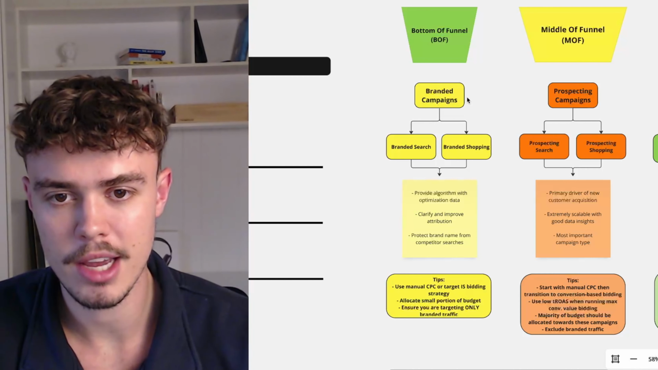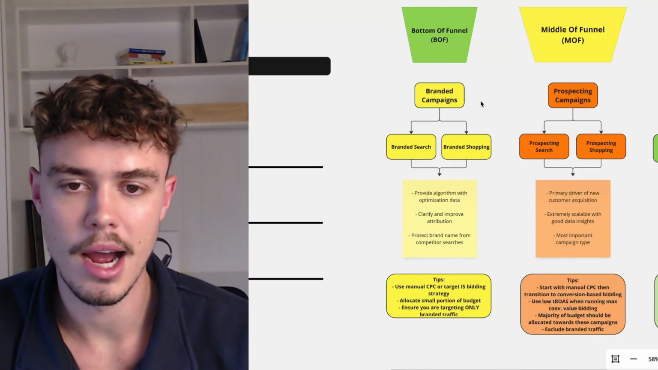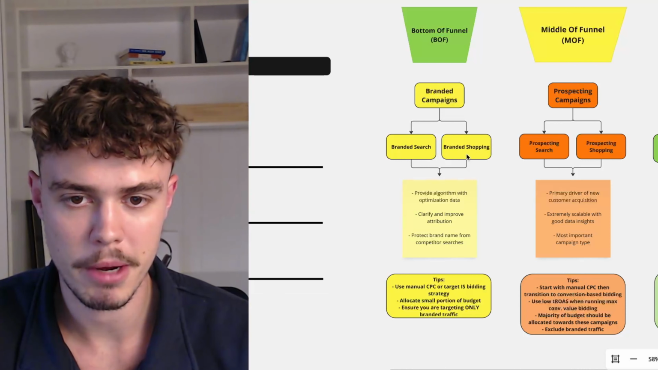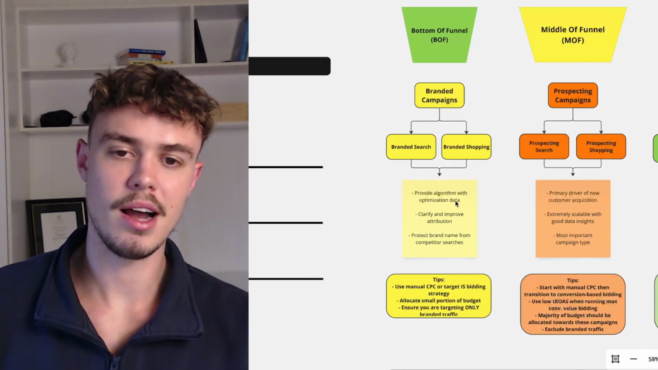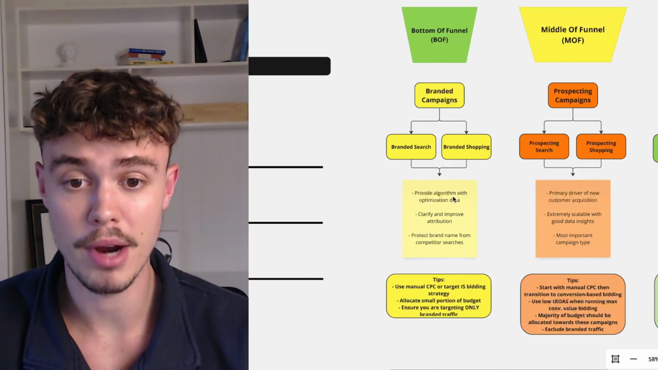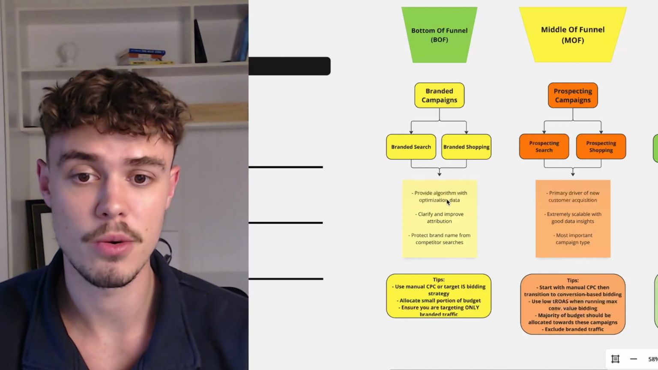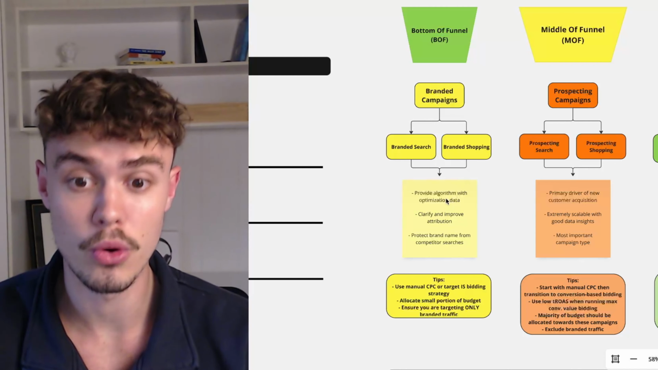Like I was saying, branded campaigns. These are the biggest part of the bottom of the funnel that I see most of the time, right? This is branded search and branded shopping. Now, these are, once again, focused on only capturing traffic that is already searching for your brand name. They're used to provide the algorithm with optimization data, like I said. It gives you a lot of data to work with, informs the account, tells Google who you're looking for.